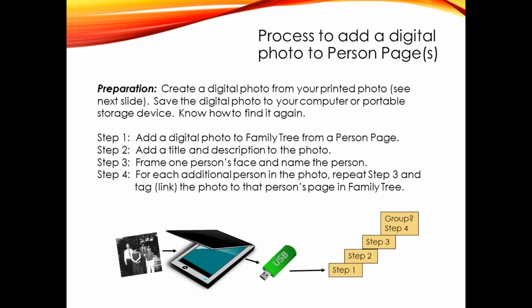And then in step 1, we're going to add that digital photo to Family Tree from a person page. In step 2, we're going to add a title and description to the photo. Step 3, we're going to frame that person's face in the photo and name the person. And then in step 4, if it's a group photo, so there are many people involved, we're going to repeat steps 3 and 4 for each of them. So there's really only 3 steps in the process of actually adding the photo to Family Tree.